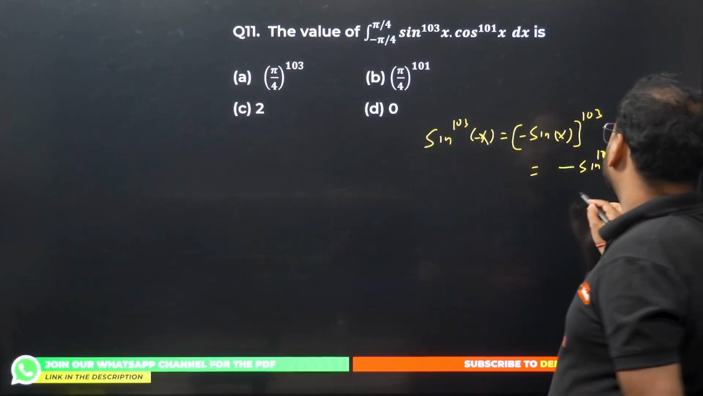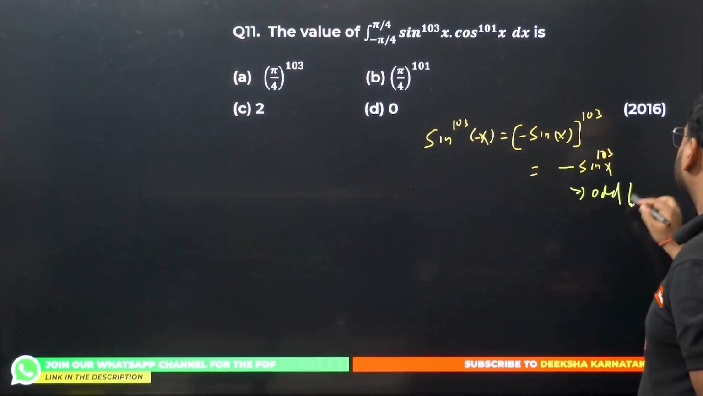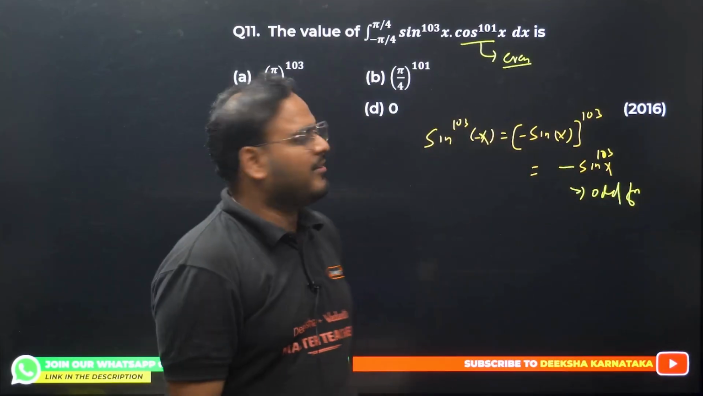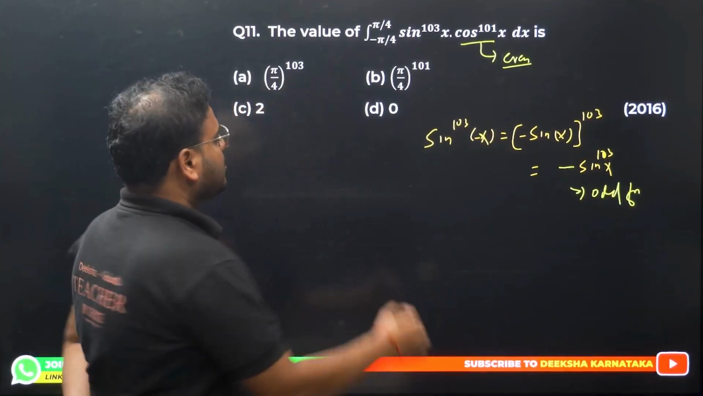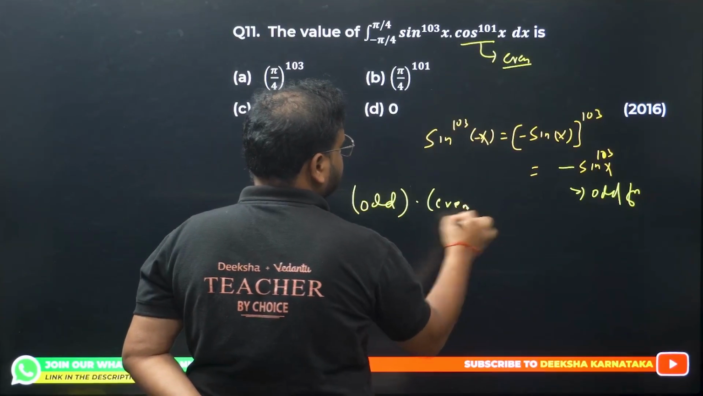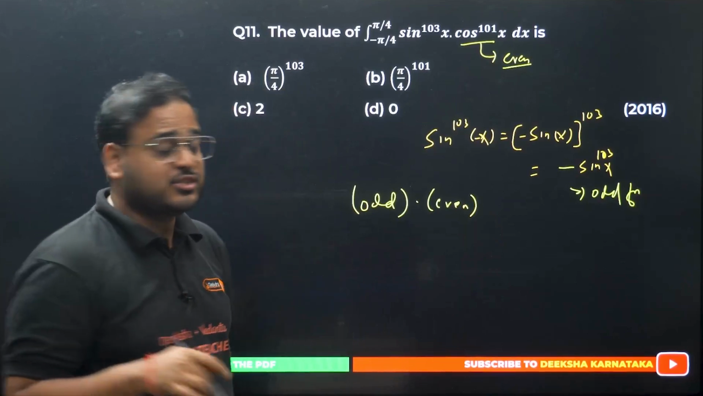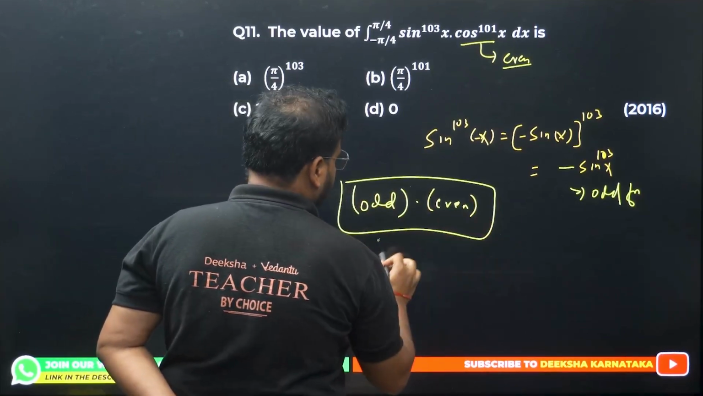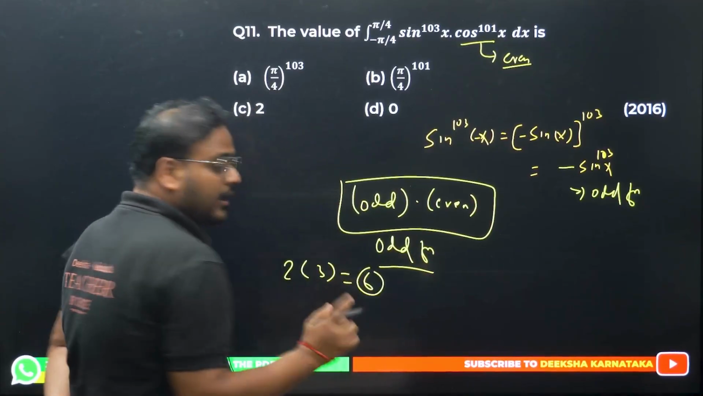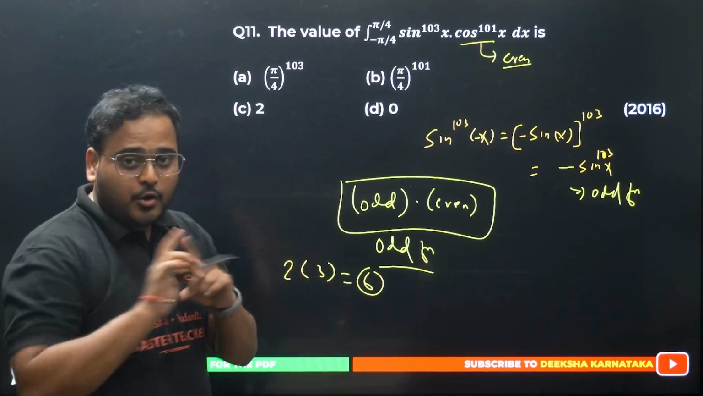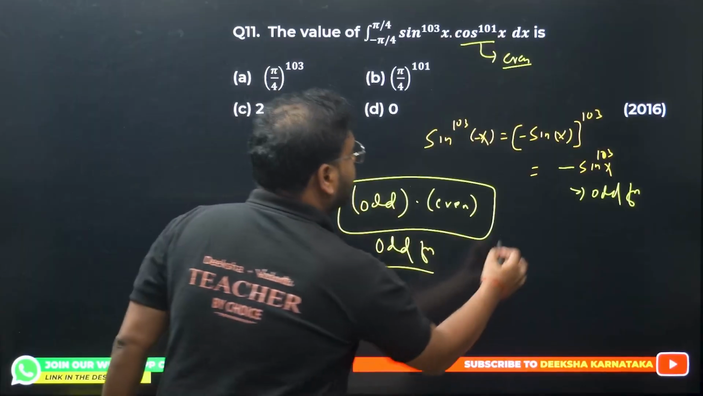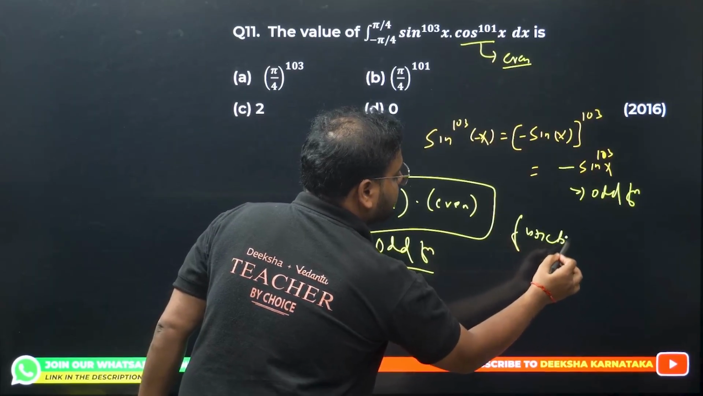So this is an odd function. And cos is always an even function, so the power will not be a concern over here. So what we have is odd function into even function. Not numbers, functions. This whole thing will become an odd function only. You might think, sir, 2 into 3 is 6. No, it is not odd into even numbers, it is odd into even functions. Very important to know this, dear.